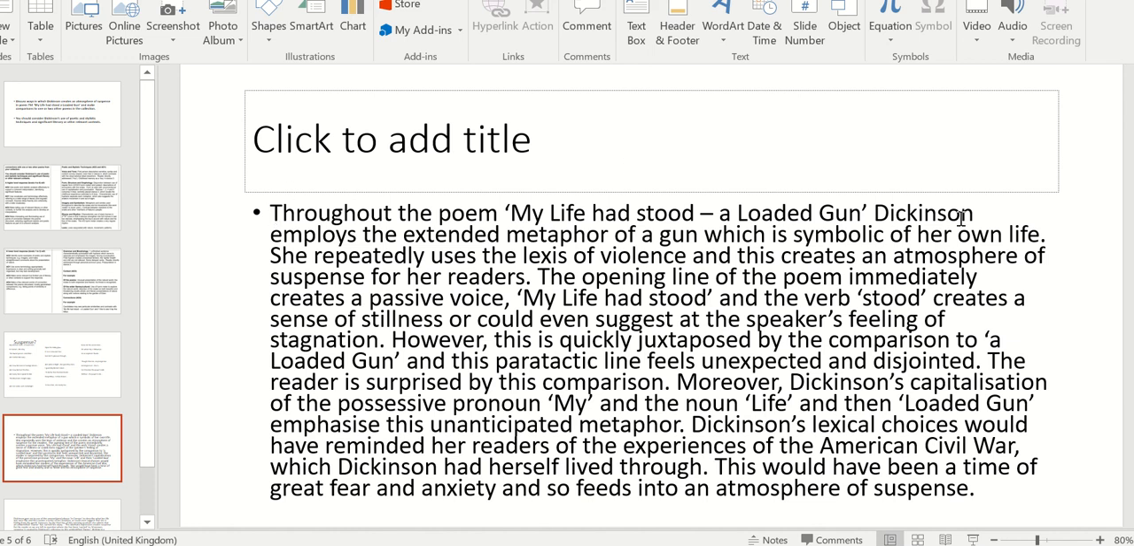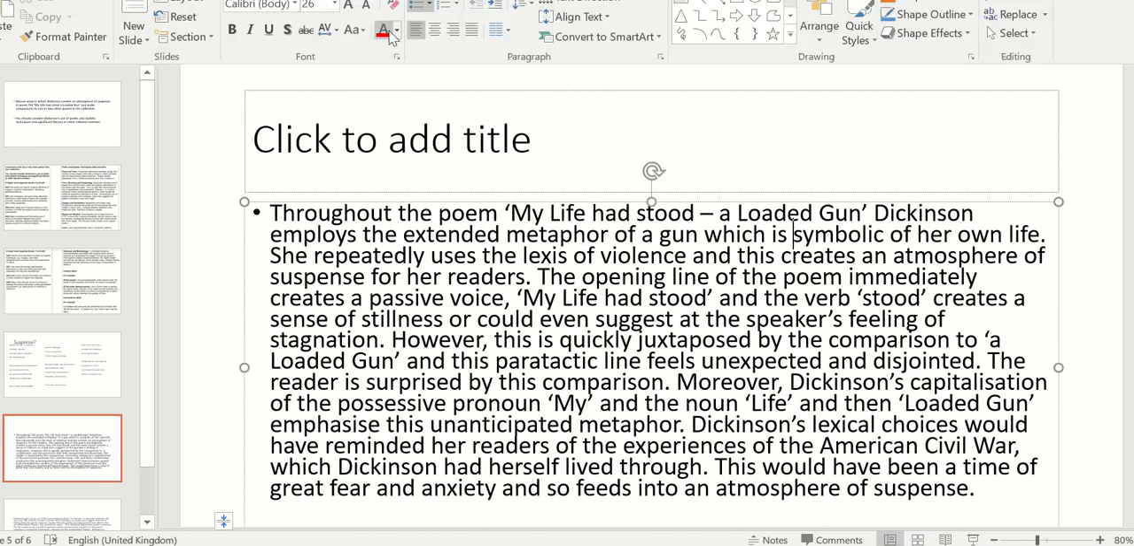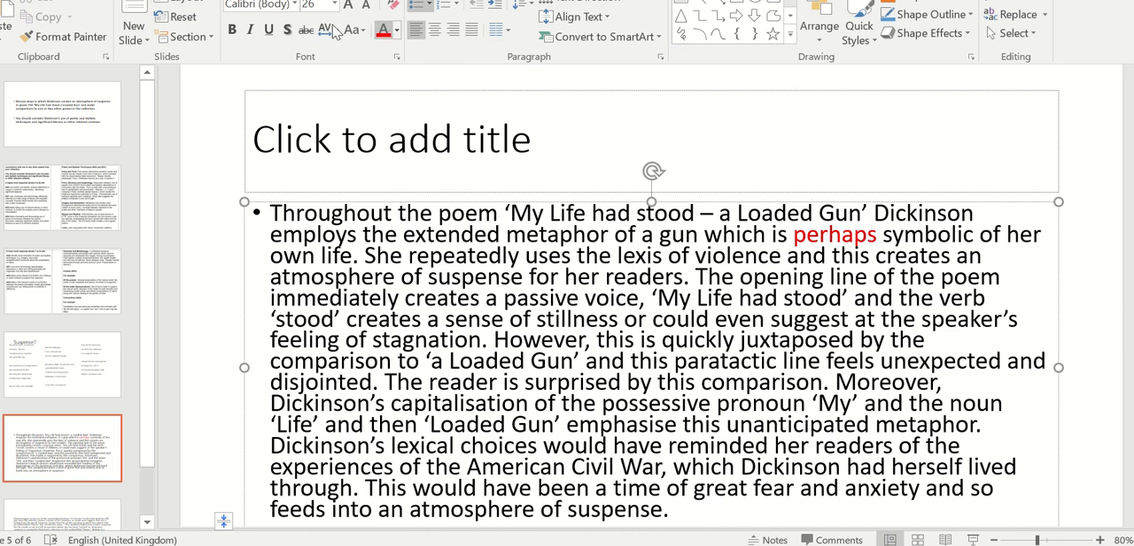So, here is a paragraph I prepared earlier. I'm going to edit some of this because I wrote it a while ago and I'm not entirely sure I like it. So I'm going to talk you through why I'm changing it. So throughout the poem, "My Life Had Stood a Loaded Gun", Dickinson employs the extended metaphor of a gun, which is perhaps, you know how I like being tentative, perhaps symbolic of her own life.